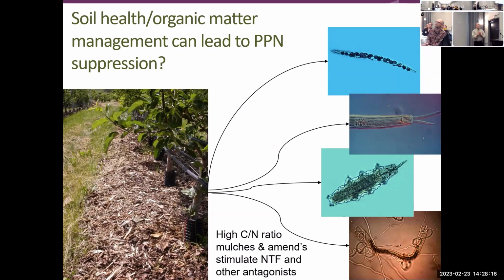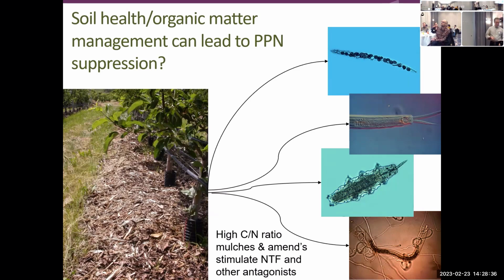So soil health management can lead to not only nematode suppression, but this is applicable. I'm talking from a nematology perspective because it's mostly what I work on, but other soil-borne plant pathogen systems, even in annual crops, are very similar.